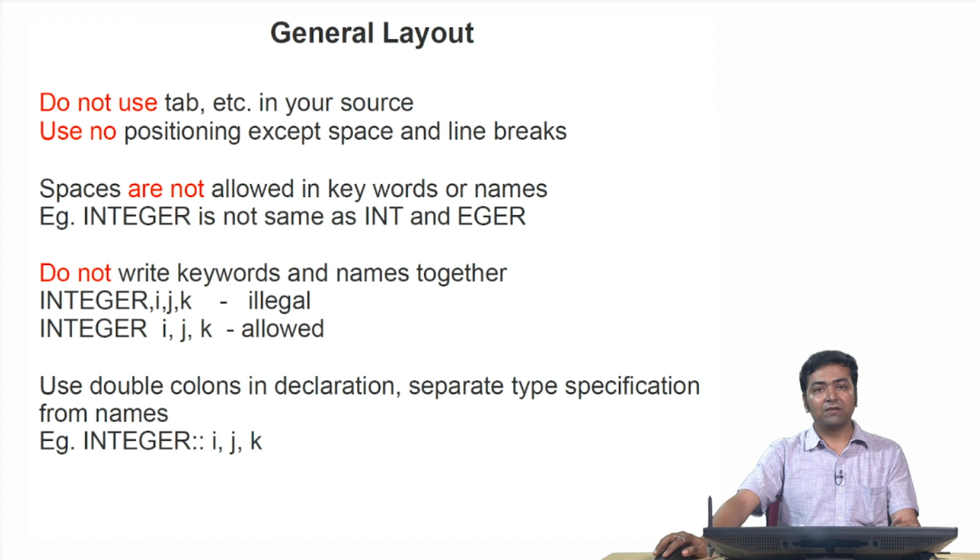The compiler will complain when you compile your program, and the proper way to do it is shown in this line, where I write the keyword, give a space, and then write the variable. Typically, in the newer versions of Fortran, one uses double colons in the declaration, separating the type specification. For example, we have integer, which is my Fortran keyword, I put two colons here, and then I have the variable names i, j, k. These colons separate the keywords from the variable names.